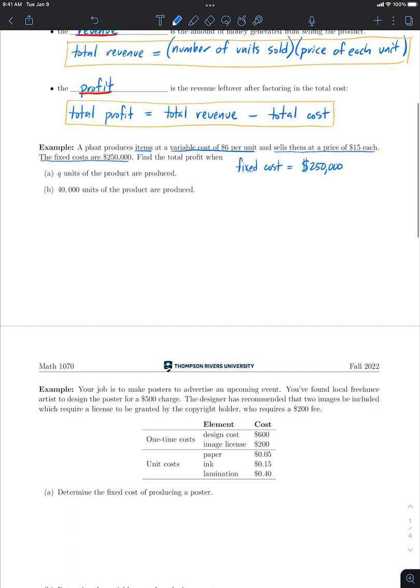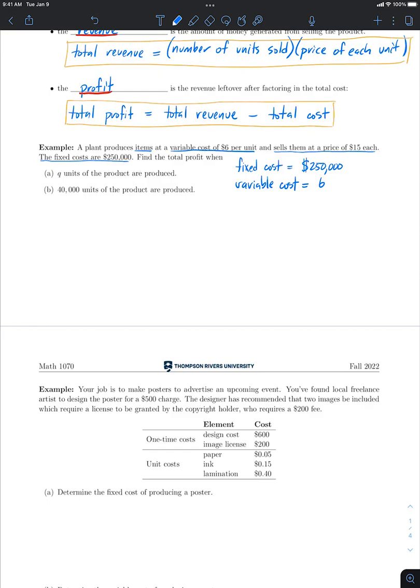Now the variable cost, we're told, is $6 per unit. So here's where you've got to be careful. Don't just write $6 for the variable cost. That's not going to be accurate, because the variable cost, remember, is a cost that grows as you sell more units.